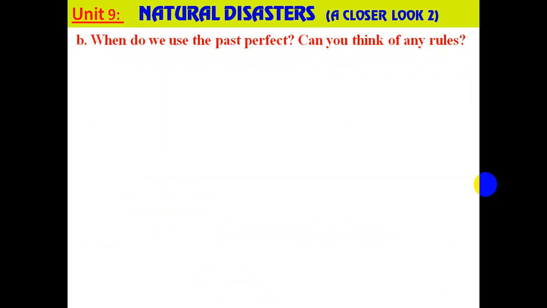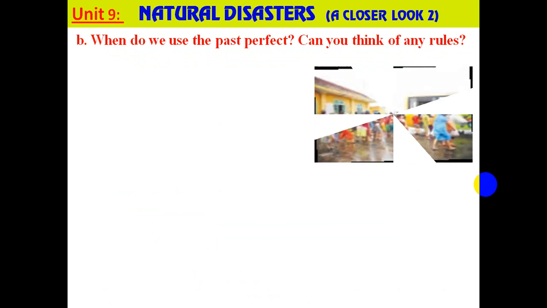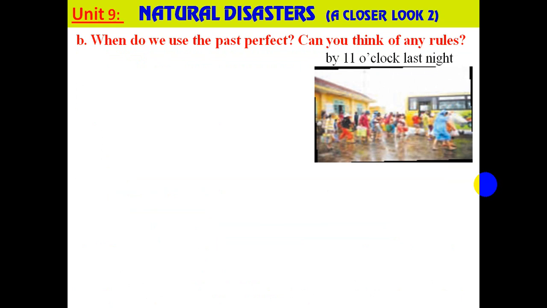Well, when do we use the past perfect? Can you think of any rules? Vậy thì khi nào chúng ta sử dụng thì quá khứ hoàn thành nhỉ? Và các em có thể nghĩ ra những quy tắc nào không? Các em nhìn vào tình huống bức tranh. By 11 o'clock last night. Vào khoảng 11 giờ tối hôm qua, trước lúc 11 giờ tối hôm qua. Before 11 o'clock last night. Cái tình huống.